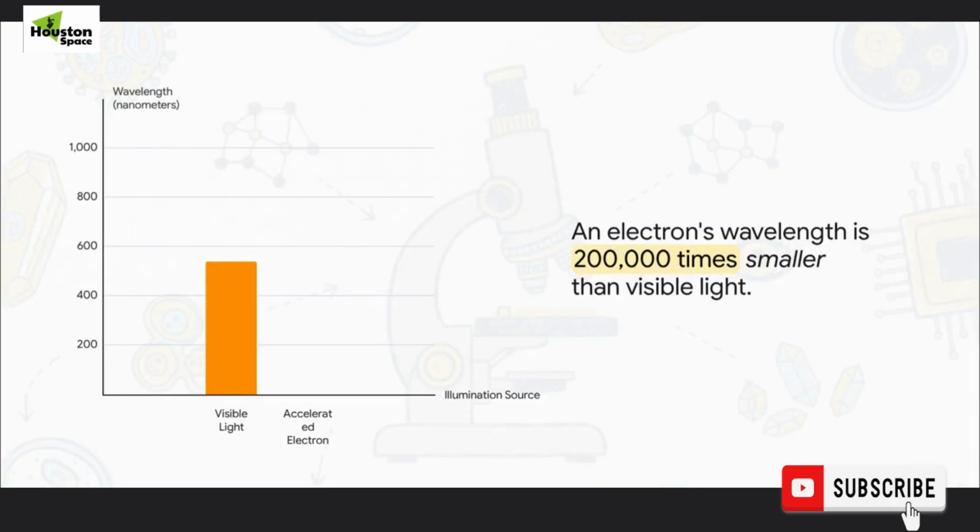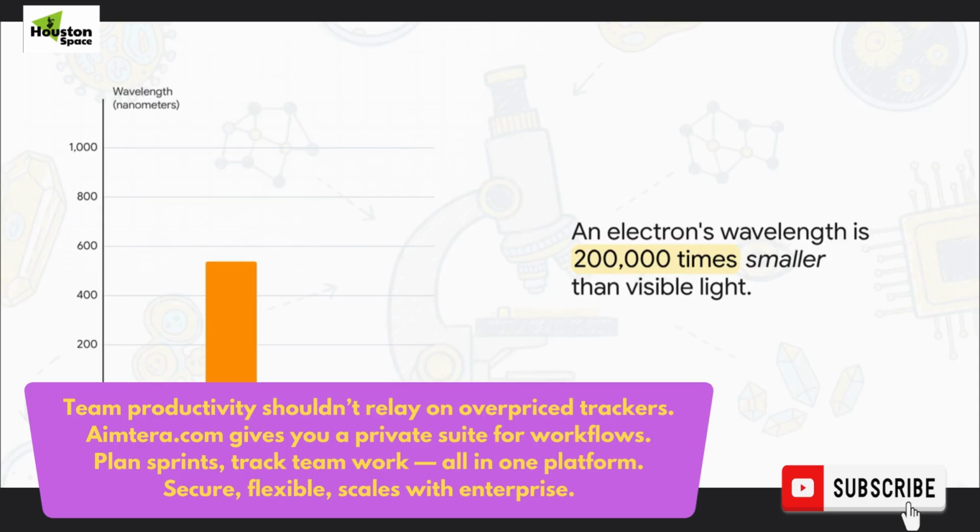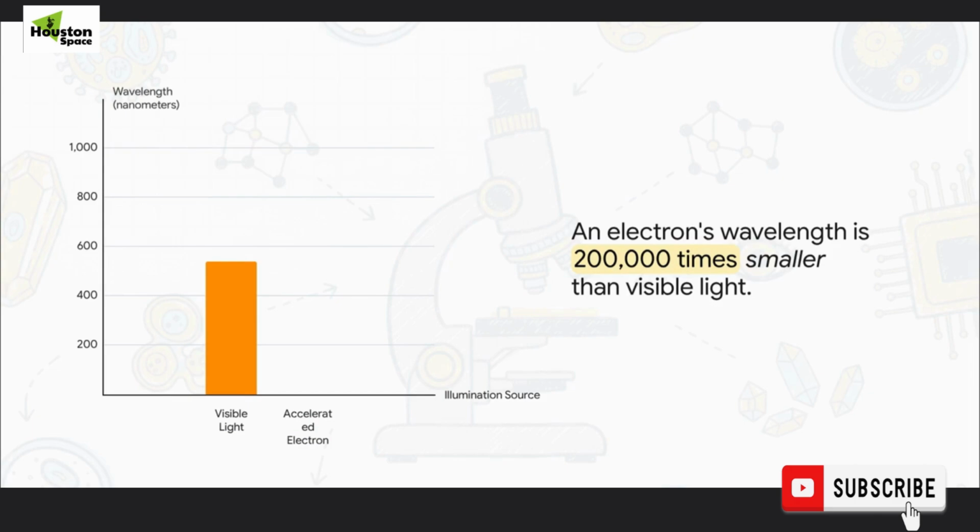And this is where the genius of the electron microscope comes in. Look at this. The wavelength of visible light is about 540 nanometers, but an electron, once you speed it up, has a wavelength of just 2.5 picometers. I mean, a picometer is a trillionth of a meter. That's over 200,000 times smaller. We didn't just get a better ruler, we basically invented an entirely new system of measurement on a microscopic scale.